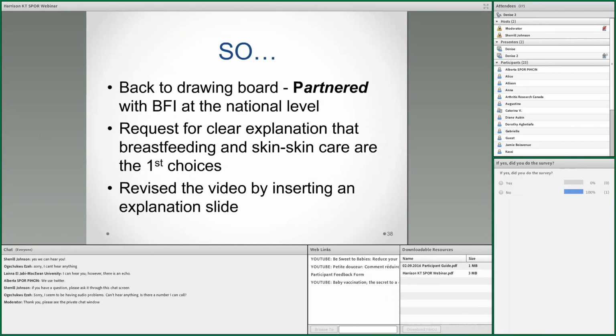So we went back to the drawing board and we partnered with BFI at the national level. And in terms of knowledge translation and thinking of who your team members are, we absolutely should have done this right from the start. So it's not enough to do this sort of thing at the end of grant or end of project KT. They needed to be partners with us, but I had just missed that out and I feel really sorry. But anyway, we're partnering with BFI now in terms of moving forward with the rest of our projects.